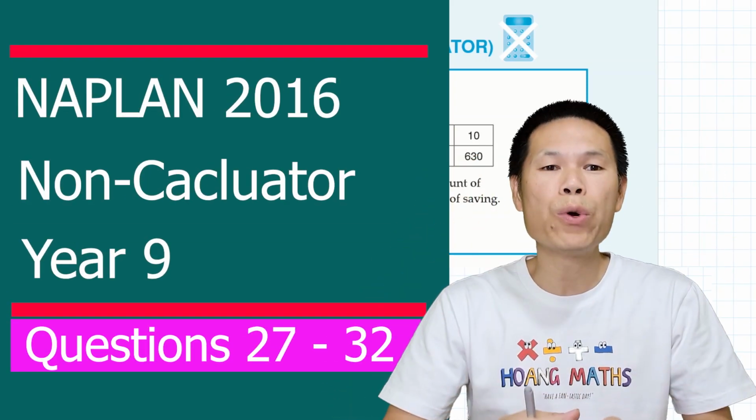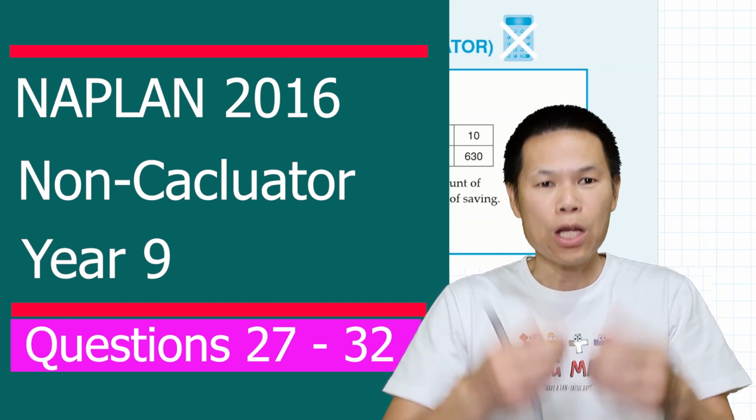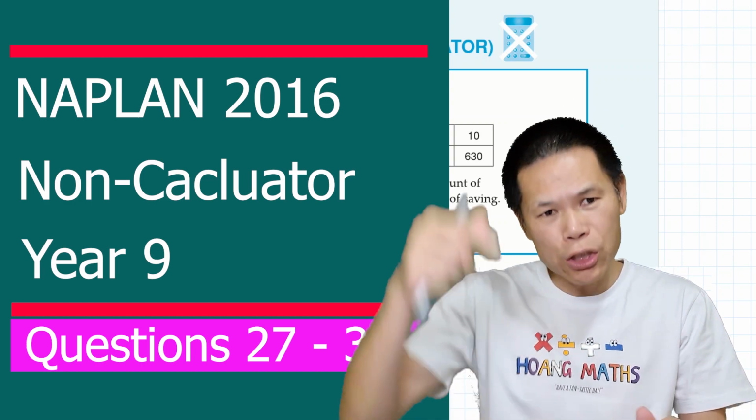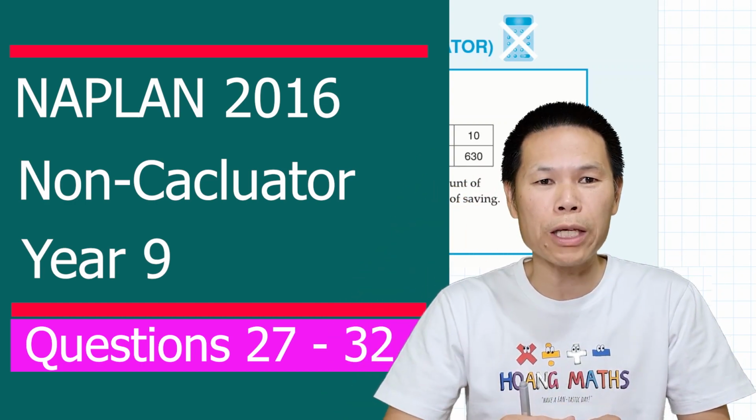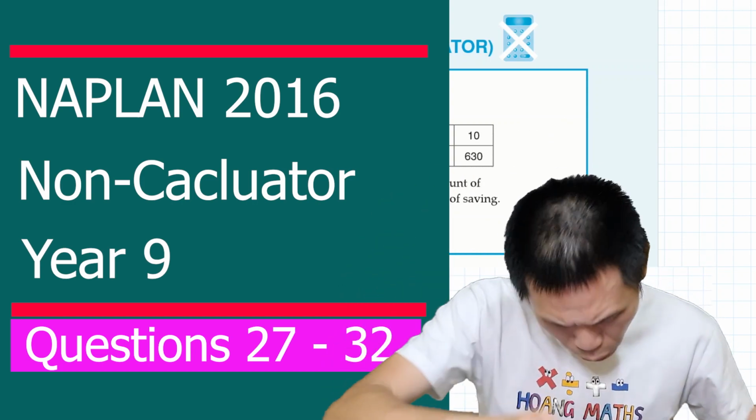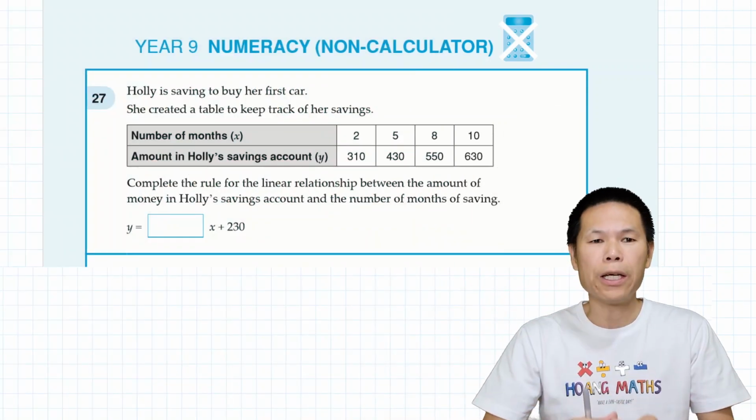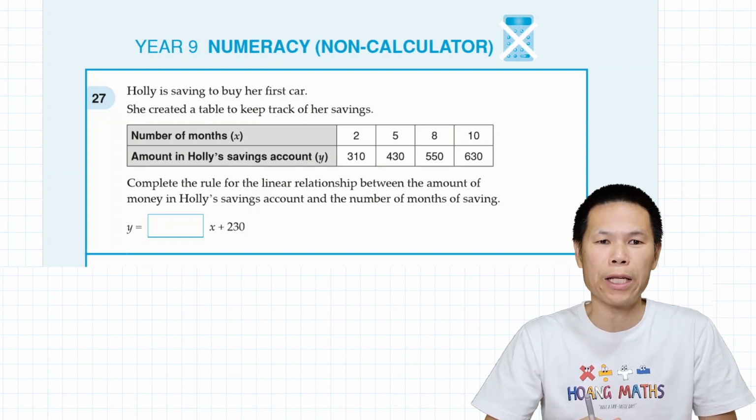This lesson we will work on one part of the past numeracy test paper. Of course, there is a PDF version in the description below for you to download so you can work with me. Otherwise, let's go straight into it. This section is a non-calculator part, so we have to do it without a calculator.